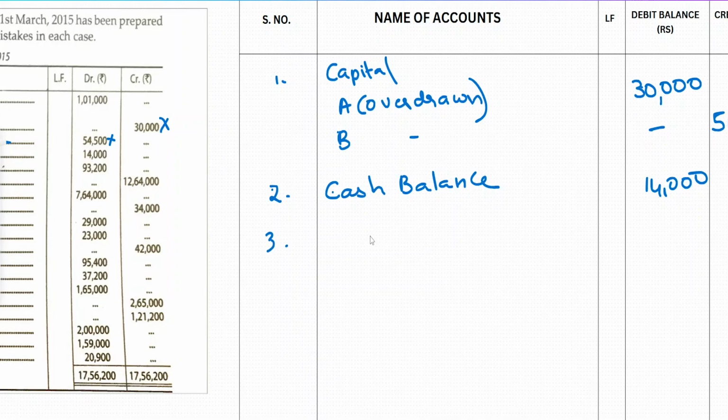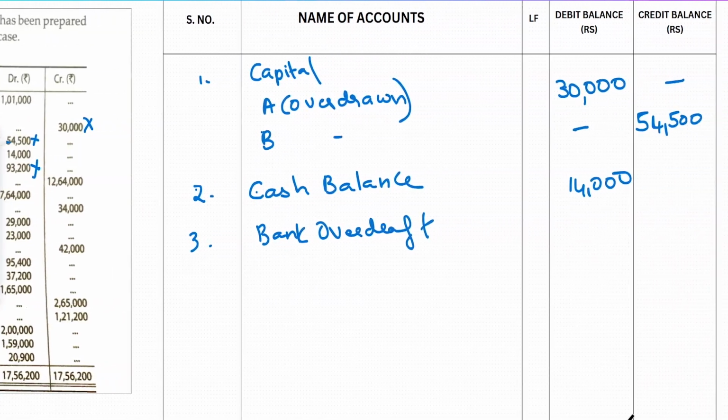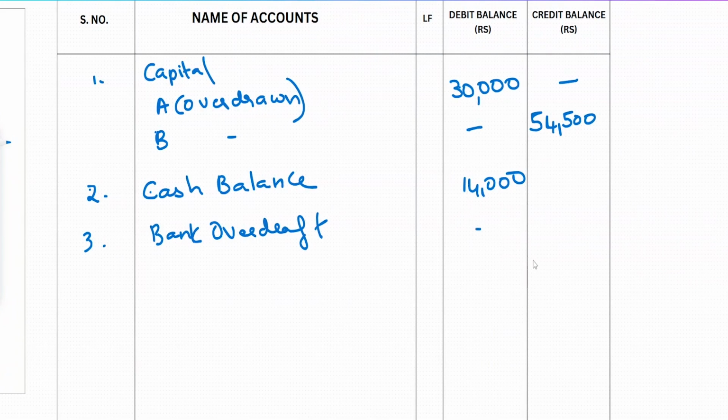Next, we have bank overdraft. What did he do for bank overdraft? Let's see. He has written the bank overdraft in the debit column. That is wrong. It should come on the credit side. Bank overdraft is a liability. 93,200. This is the next error.